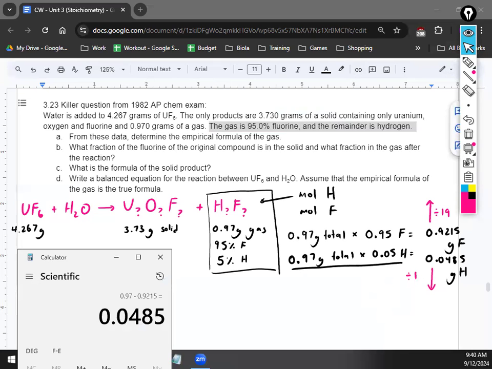Okay, so I'll give you guys about a minute or so. I want you guys to convert the grams into moles and see if you can get the empirical formula. Finish it up on your own, okay? Give you guys a minute to do that.